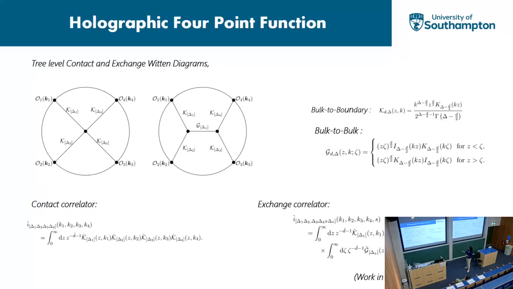So we are basically looking into the divergent pieces of the contact correlator and the exchange correlator that we compute using tree-level Witten diagrams. So here this is the contact Witten diagram, which has 4 bulk-to-boundary propagators, and this is the exchange diagram, which has an additional bulk-to-bulk propagator. Now this integral becomes difficult because of this bulk-to-bulk propagator, and there are some nested integrals that we need to deal with.